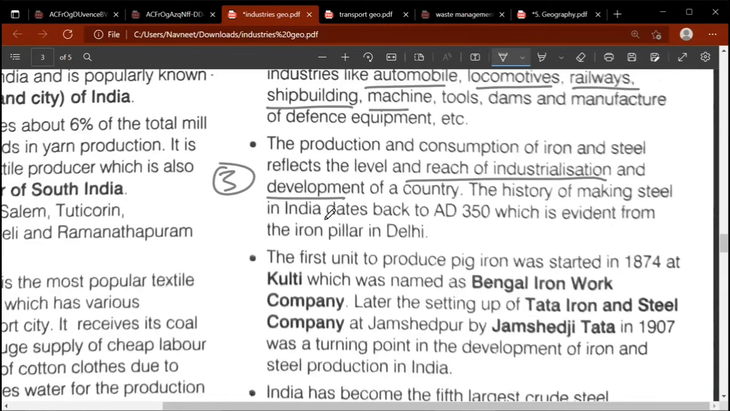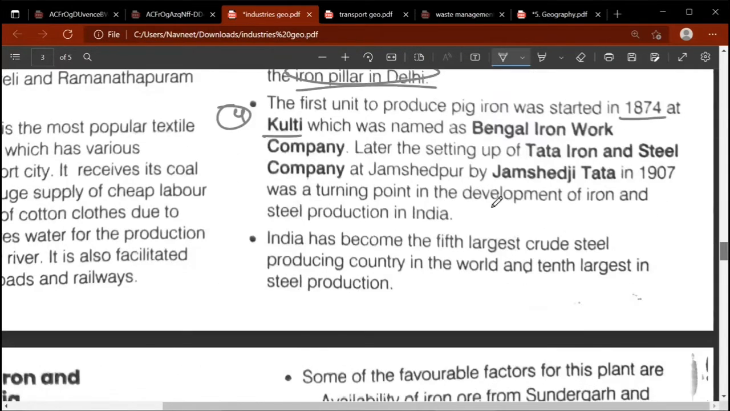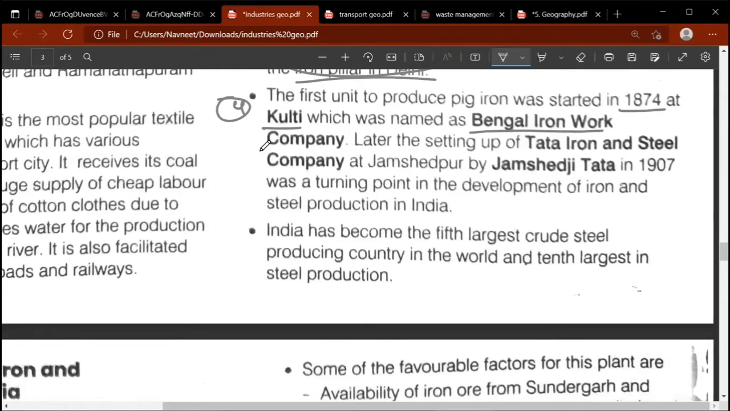The history of making steel in India dates back to AD 350, which is evident from the iron pillar in Delhi. The first unit to produce pig iron was started in 1874 at Kulti, which was later named the Bengal Iron Work Company. Later, the setting up of Tata Iron and Steel Company at Jamshedpur by Jamshedji Tata in 1907. Remember the dates, the name, as well as the factory name. Was a turning point in the development of iron and steel production in India.